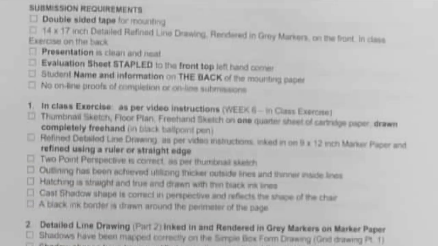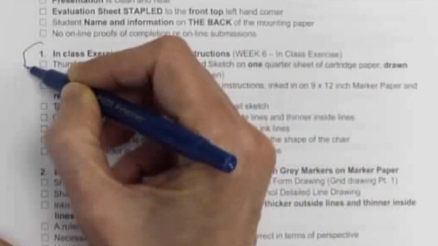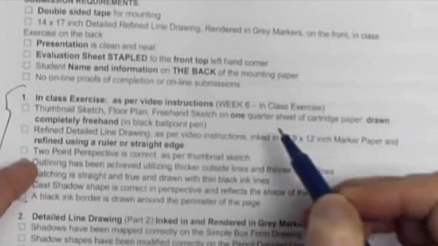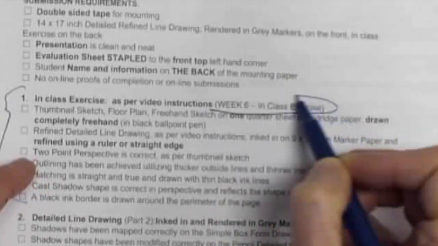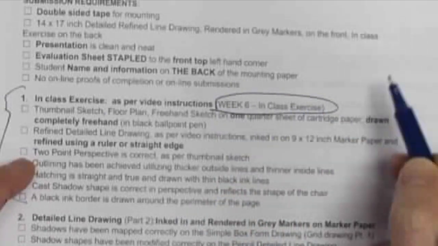You're going to find the information about our in-class assignment for today in this part of the evaluation sheet, number 1, and this is part of the instructions. You're going to find it on this particular playlist of videos. So it's better if you go right to the channel, Week 6 in-class exercise.